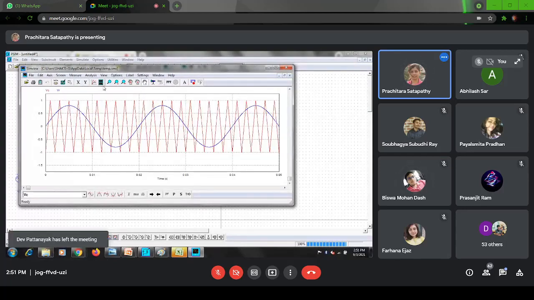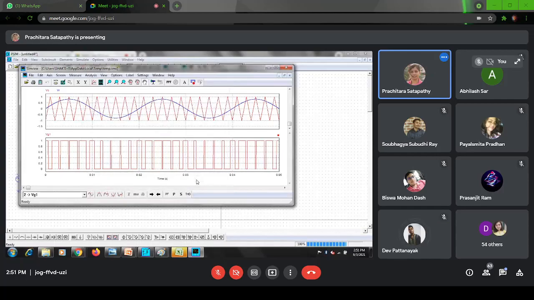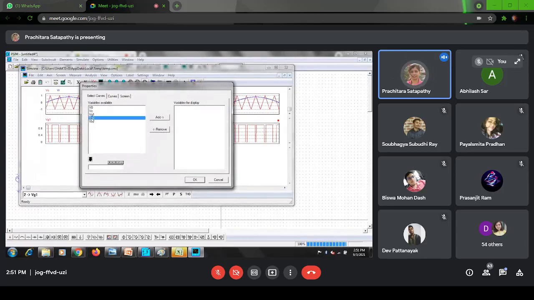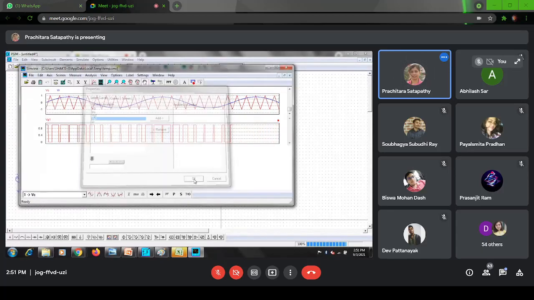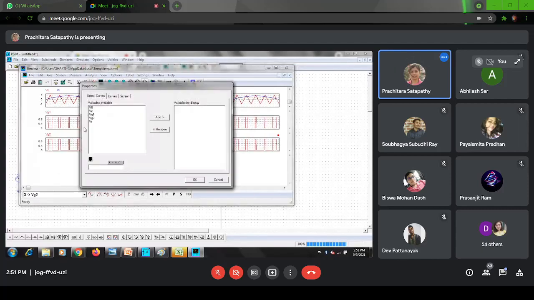Yes, ma'am. So now in the VG1 I will plot. See, whenever your sine wave is more, you will get output. Whenever your sine wave is less, the output will be 0. Next is VG2. Just opposite, you can see whenever it is 0, it is 1. Okay. Next is your V0.